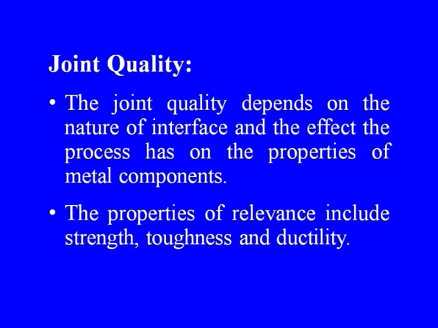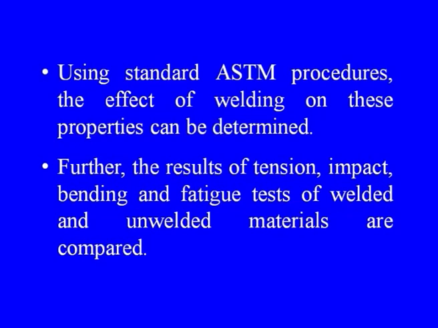The joint quality depends on the nature of the interface and the effect of the process on the properties of the metal components. The properties of relevance include strength, toughness and ductility. Using standard ASTM procedures, the effect of welding on these properties can be determined. Further, the results of tension, impact, bending and fatigue tests of welded and unwelded materials can be compared.